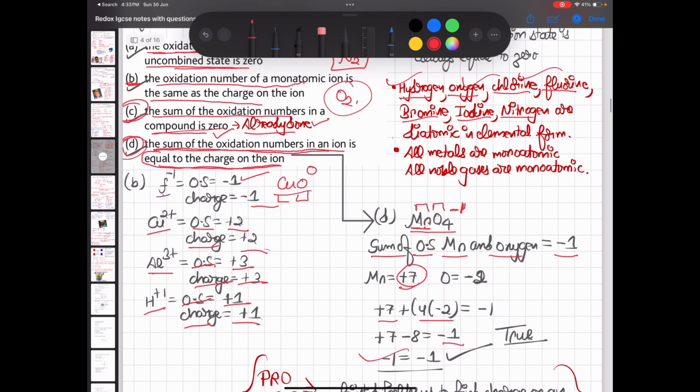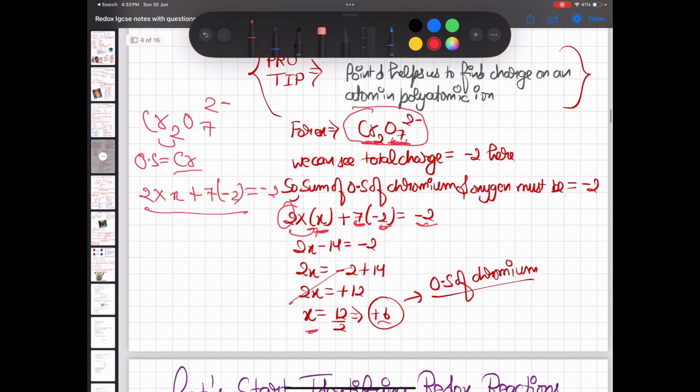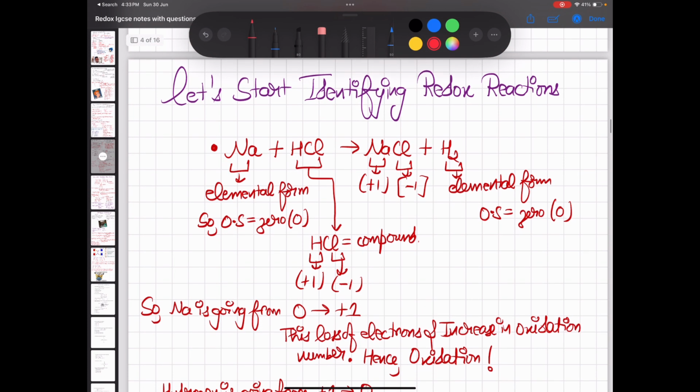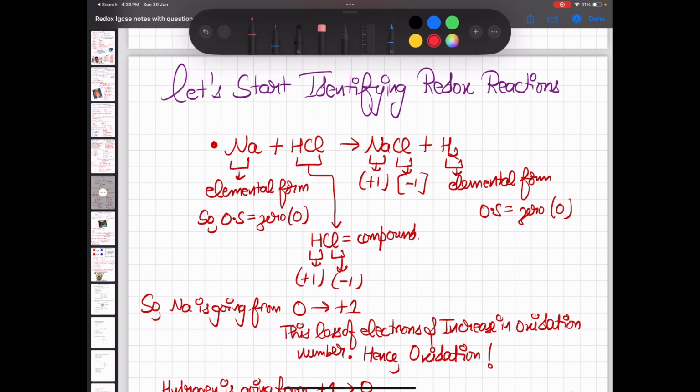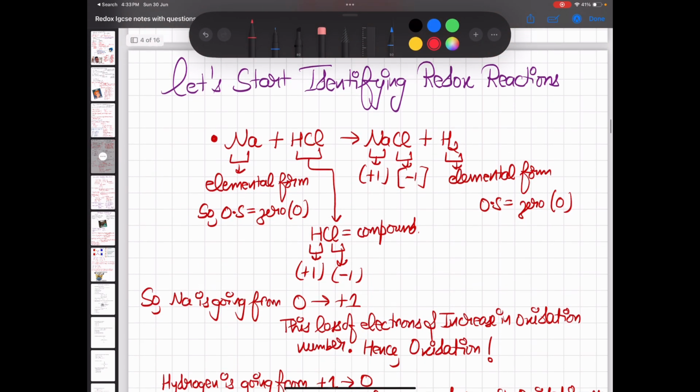What are we doing? We are ultimately summing up the individual oxidation states. We are adding the oxidation state of manganese with oxygen so that the charge of -1 must be there. But in a compound, it equates to 0. In a compound, the sum of oxidation states equates to 0.